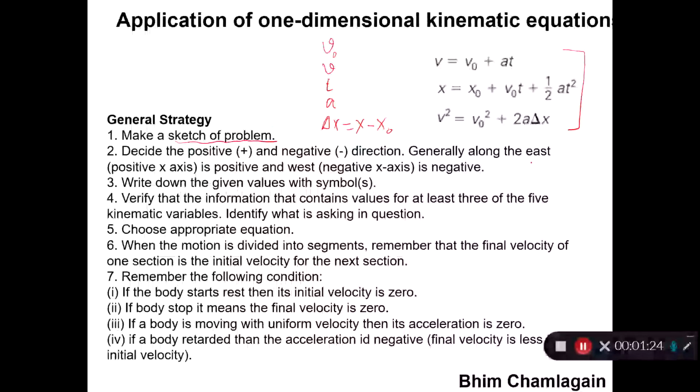Generally, the east direction, or right hand side of your screen, is the positive x-axis, which you can take as positive, and the west side or left side is negative. We can take the same thing: north side or top side is positive and downside or south side is negative. The third one is write down all the values which are given with symbols and also mention what quantity you have to calculate.